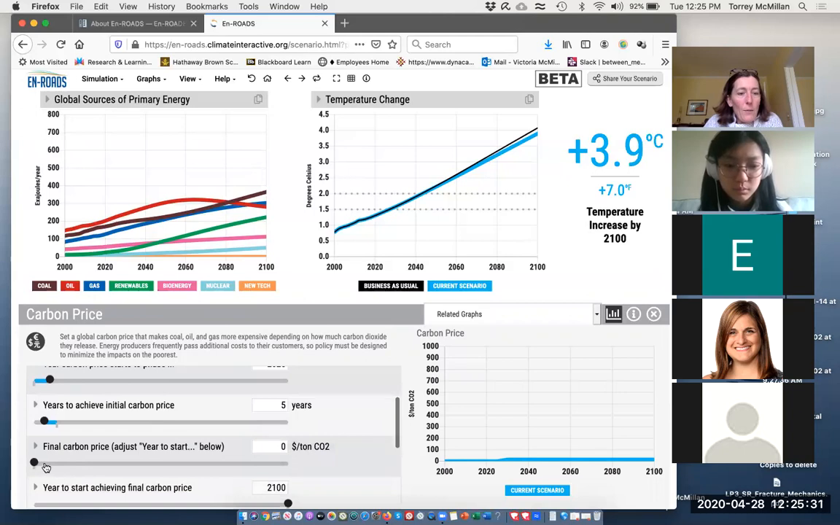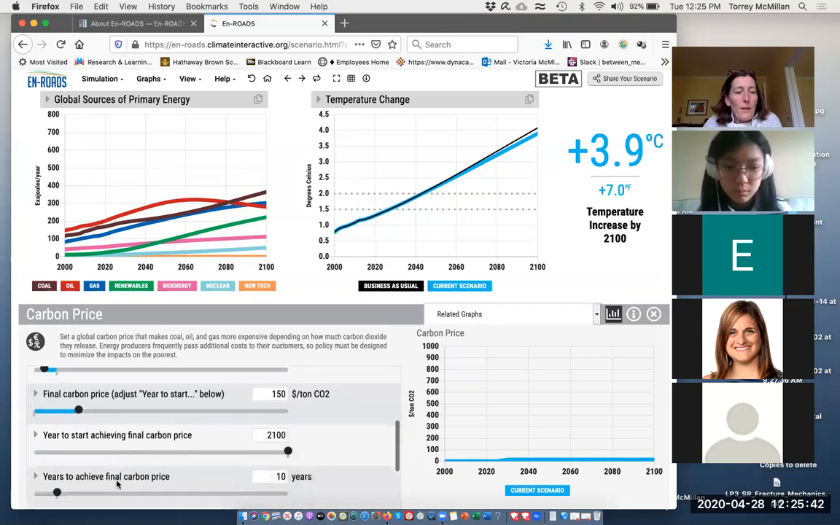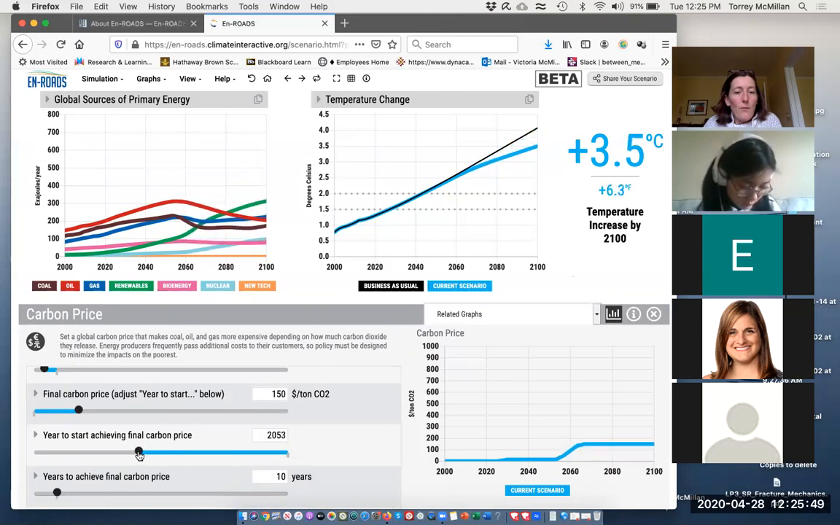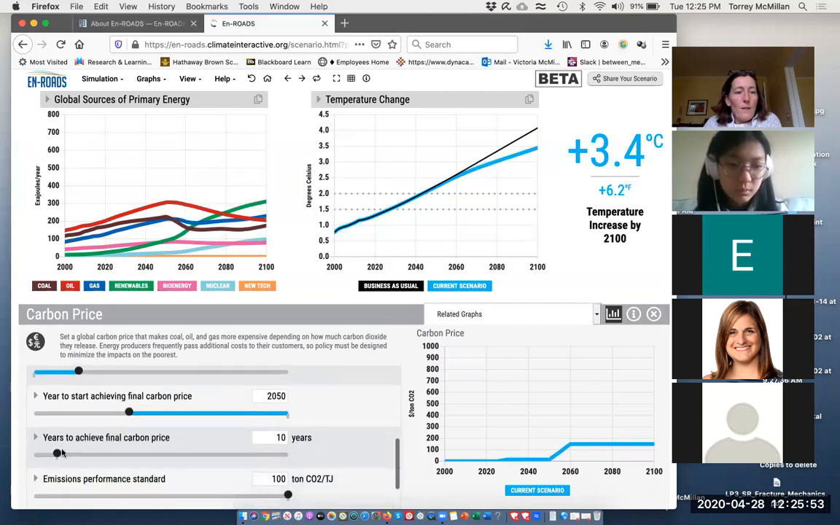And then let's say we want to ramp it up to $150 a ton, which would be considered really dramatic. I think that's a very high price, but let's try that. And let's say we're going to achieve that final price by 2050. That gave us what, 30 years to achieve it? Is that right? No, 25 years.